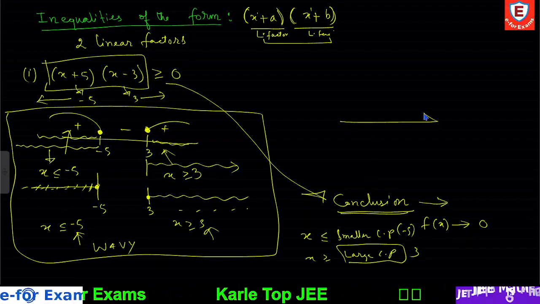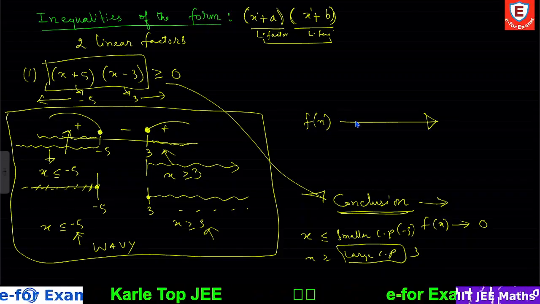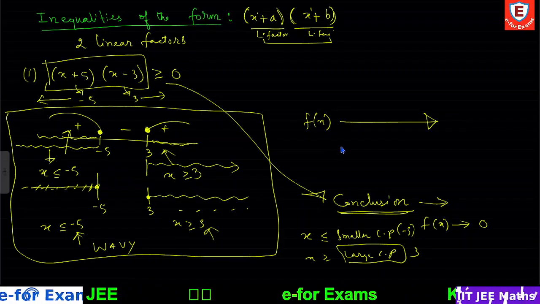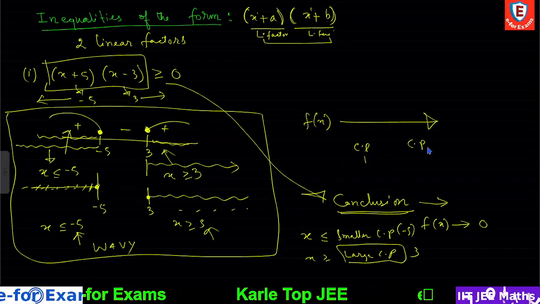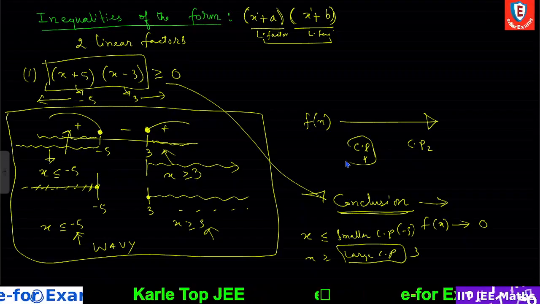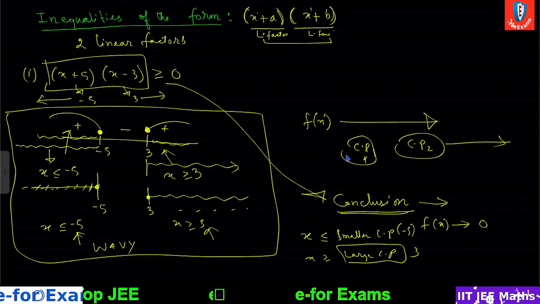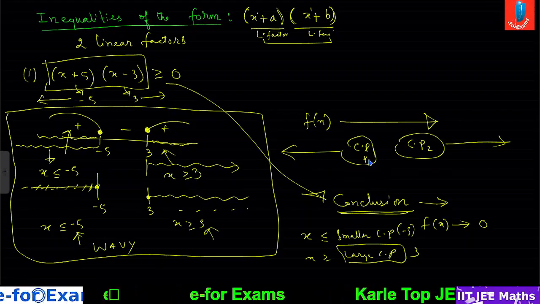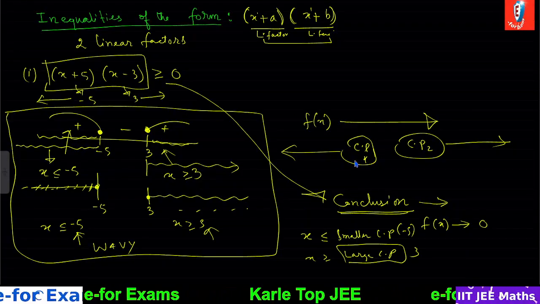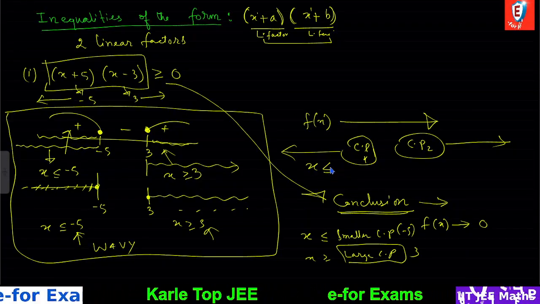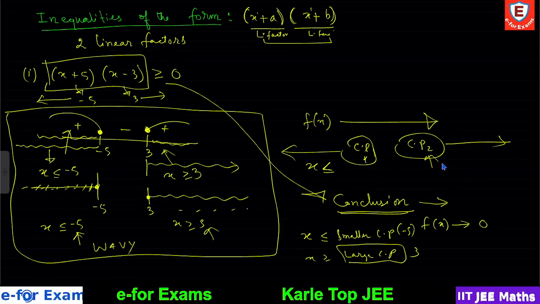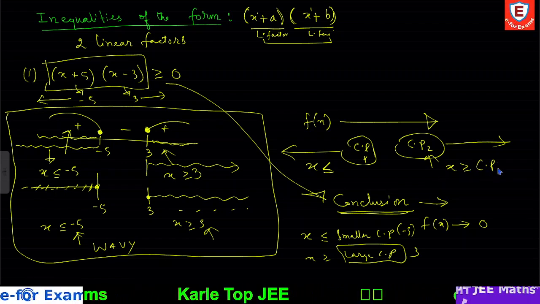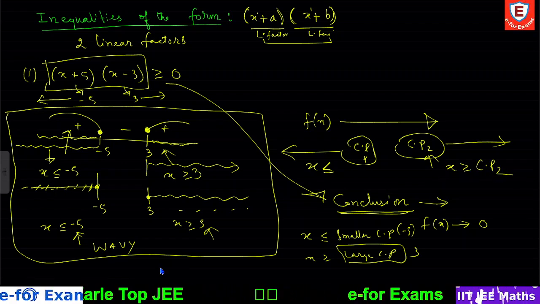If the arrow is away from the function, then the solution will be away from the critical points. Critical point 1, critical point 2. It will be away on this side and this side. If critical point 1 is smaller, then x will be less than or equal to critical point 1, and critical point 2 is the bigger one, then x will be greater than or equal to critical point 2. Got it?